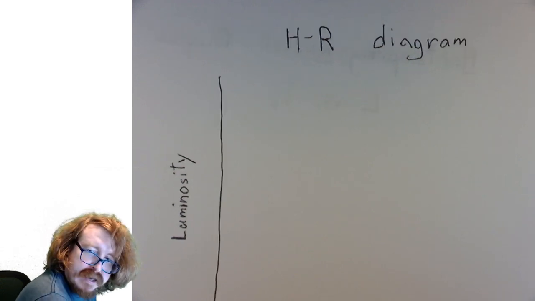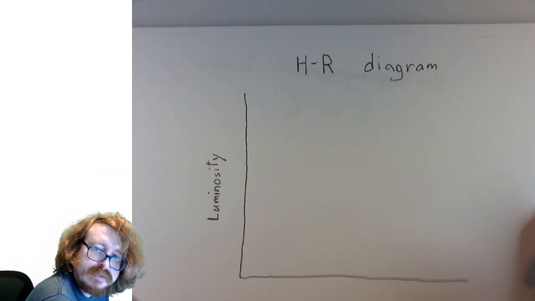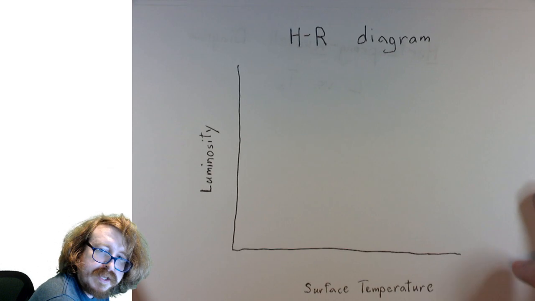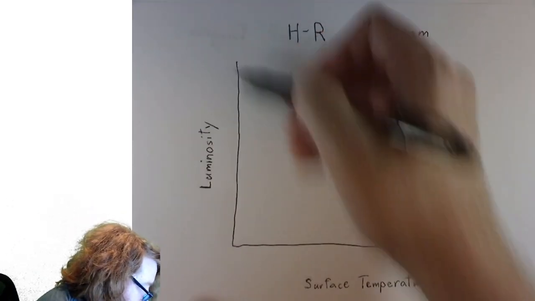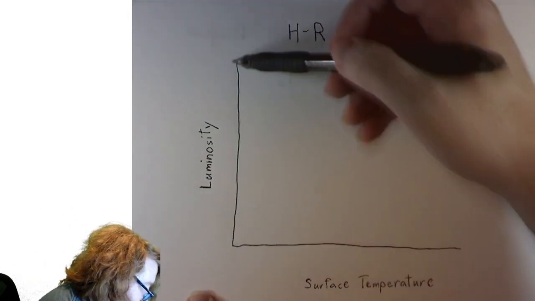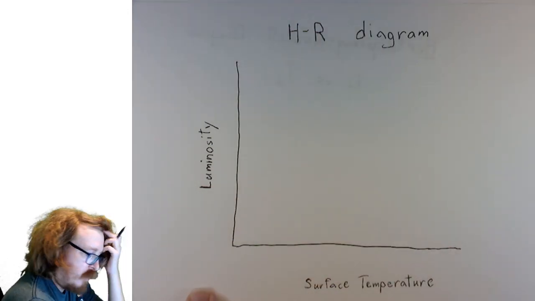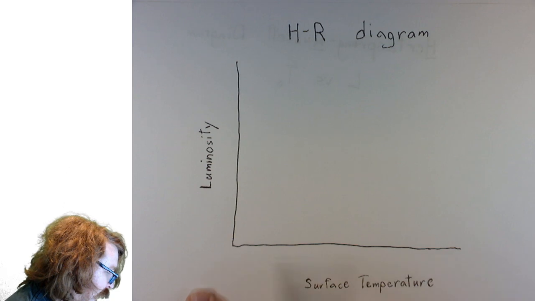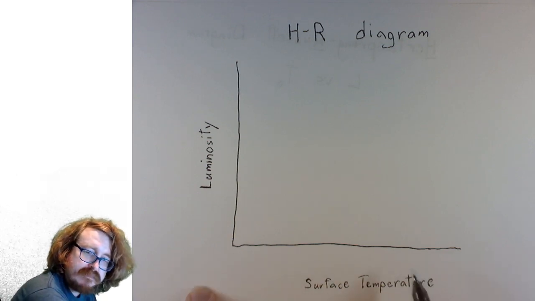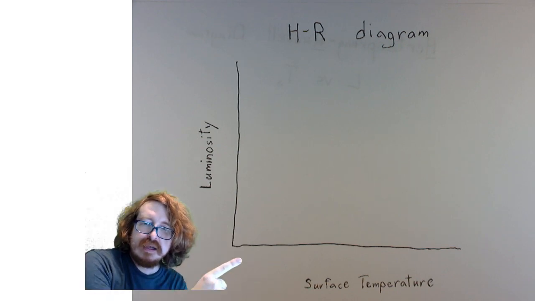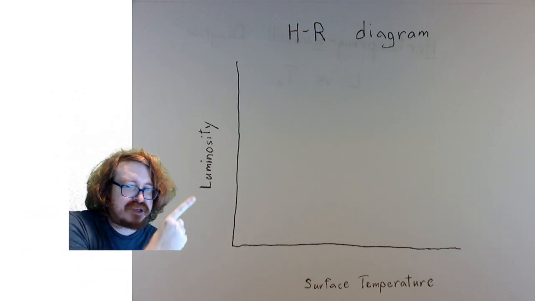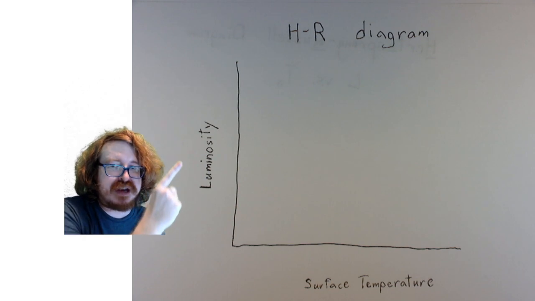Here's our HR diagram. Let me zoom out just a little bit. There we go. Just like I said, it's a normal graph. Here are our two axes, the y-axis and the x-axis. On the x-axis, or horizontal axis, we have surface temperature. And over here on the y-axis, or vertical axis, we have luminosity.